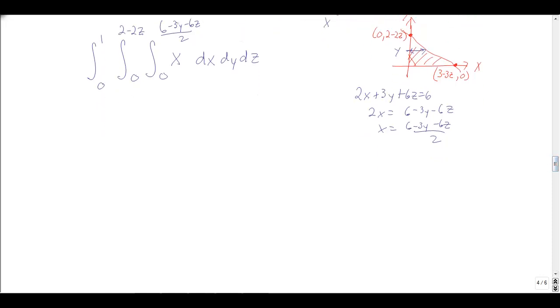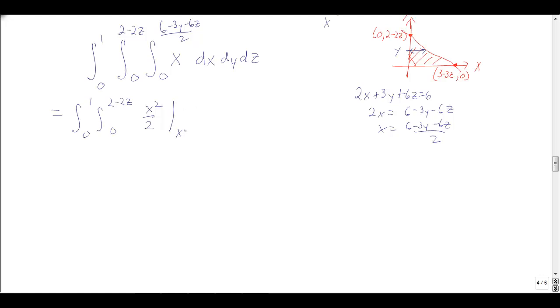Okay, now I have to integrate this, which is a little bit annoying looking. But let's go through this. The first thing I'm going to do is the x integral. So I get an integral from 0 to 1, integral from 0 to 2 minus 2z, and I get x squared over 2.